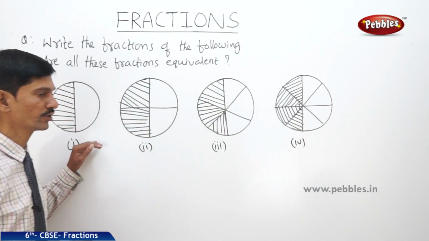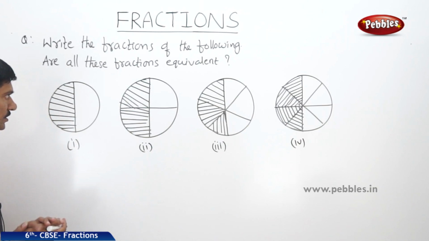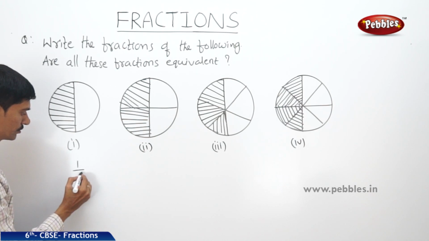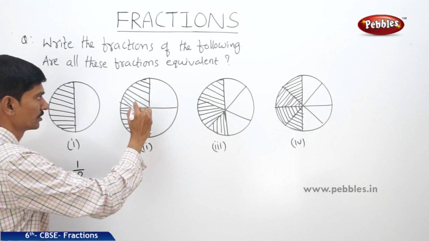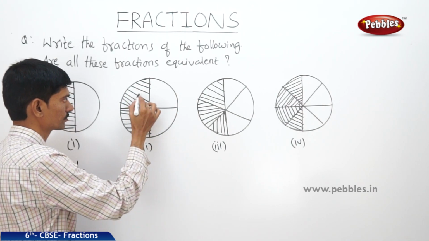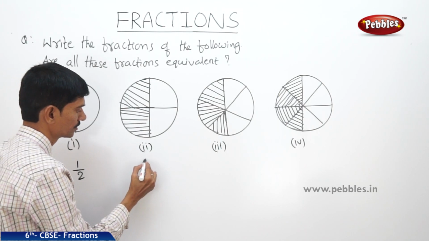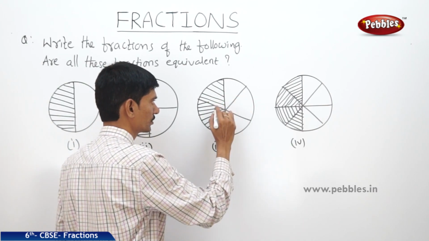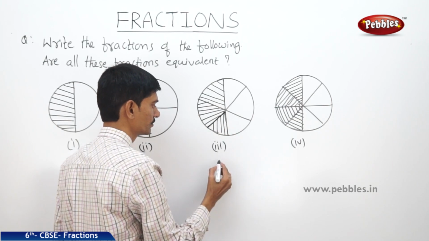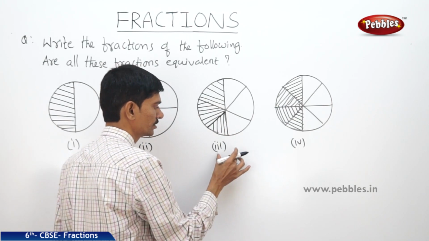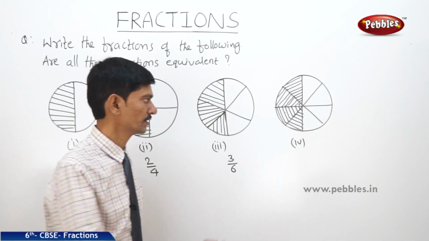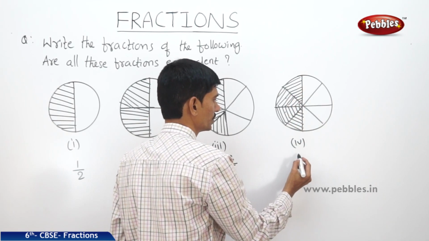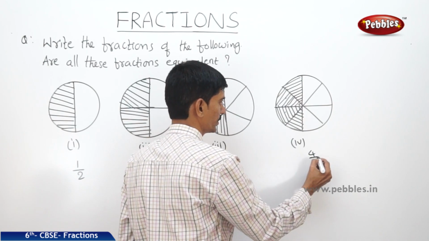Now let us represent each figure by using the fraction. In the first case, out of two parts, one part is shaded. So this can be represented by 1 by 2. In the second case, there are four parts. Out of these four parts, two parts are shaded. So we can represent it by 2 by 4. In the third case, there are six parts. Out of six parts, three parts are shaded, so we can represent it by 3 by 6. In the fourth case, four parts are shaded out of 8 equal parts, so we can represent it by 4 by 8.